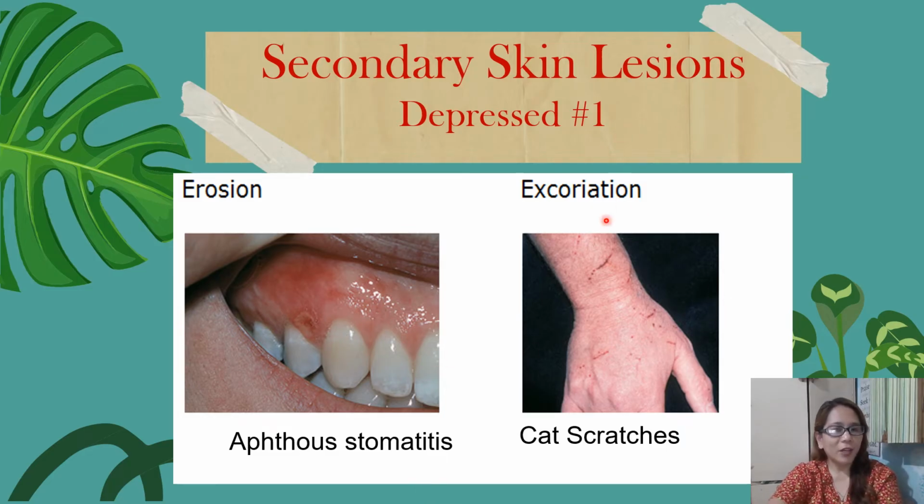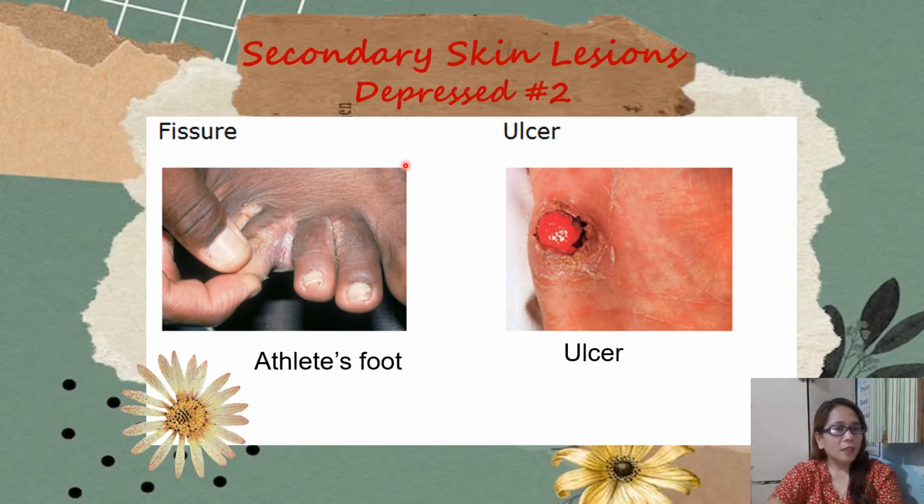Another one is the excoriation. It is linear or punctate erosions caused by scratching. Example, the cat scratches in this picture. Another example of depressed secondary skin lesions is the fissure and ulcer. A fissure is a linear crack in the skin that often results from excessive dryness or dehydration. An example in this picture is athlete's foot.